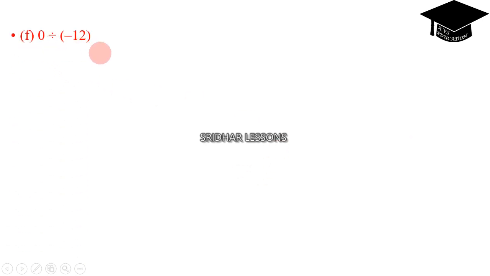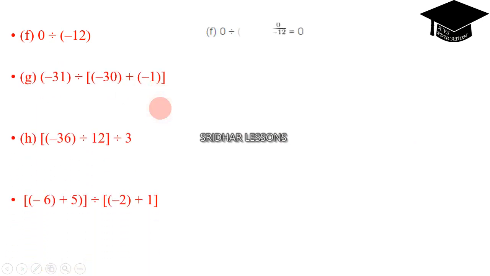0 divided by minus 12. 0 divided by anything is equal to 0. Okay. Minus 31 divided by, in brackets, minus 30 plus minus 1. That means minus 31 divided by, the value will become minus 31. Therefore, minus 31 by minus 31 is equal to 1.